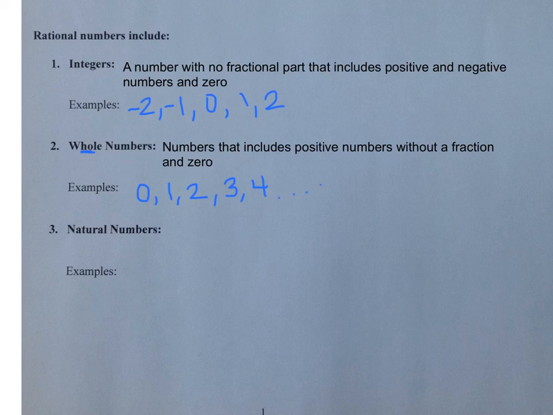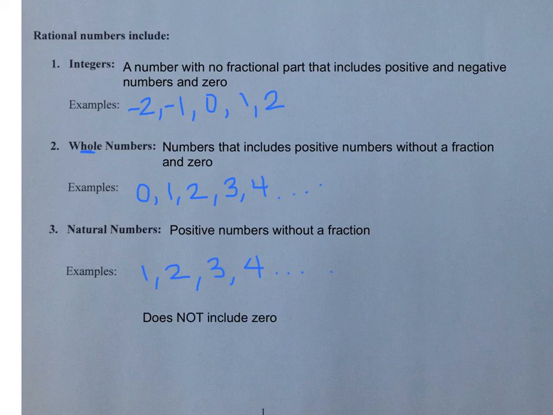And then lastly, we're going to discuss natural numbers. And natural numbers are positive numbers without a fraction. So the difference between a natural number and a whole number is natural numbers do not include 0. So for example, it would be just 1, 2, 3, 4, and then you're going to keep going. Okay, it does not include 0. So let's look at some more natural number examples.